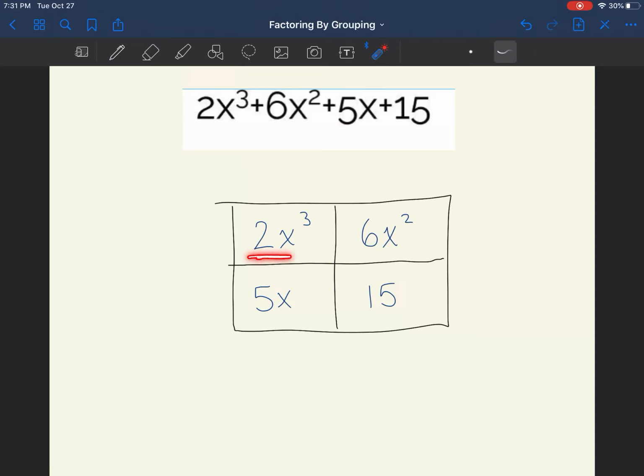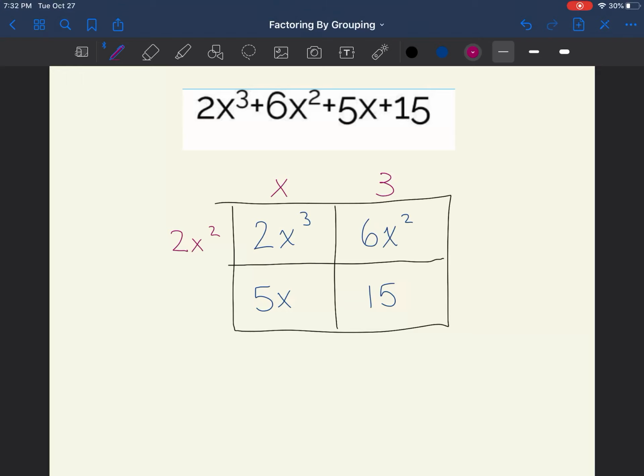So let's see here. I have 2x to the third and 6x squared. The greatest common factor of 2 and 6 is 2. The greatest common factor of x to the third and x squared is x squared. So I'm going to factor out a 2x squared. Now I'm going to divide. 2 divided by 2, those cancel. x to the third divided by x squared leaves me with just an x up here. And 6 divided by 2 is 3. And x squared divided by x squared is 1, so those are canceled out.